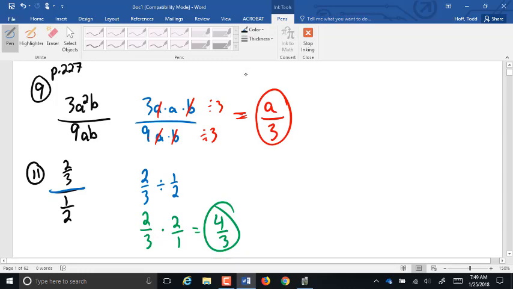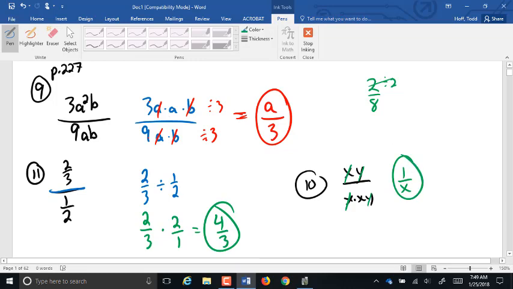Any other questions off the homework? Exactly. Just like if you have like 2/8, well, divided by 2, the 2 cancels out. Well, that's still a 1. So exactly. The x cancels out, y cancels out. You've got 1 over x. Any others?